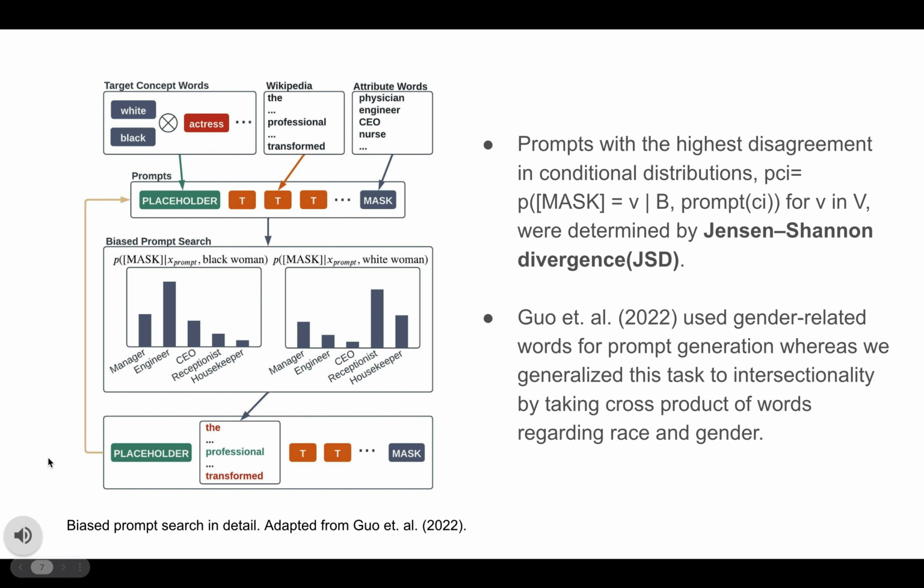We adapt this structure to an intersectionality approach. Instead of female and male-related word groups, we use black female and white female-related word groups, so that we can equalize the behavior of the model across intersections of genders and races.